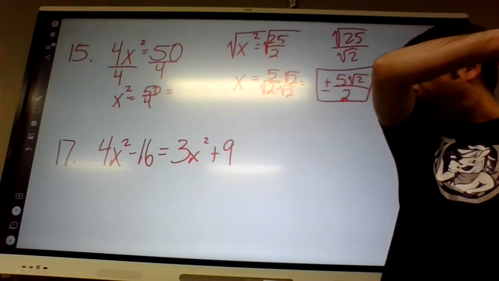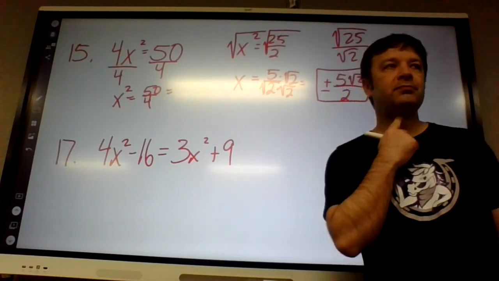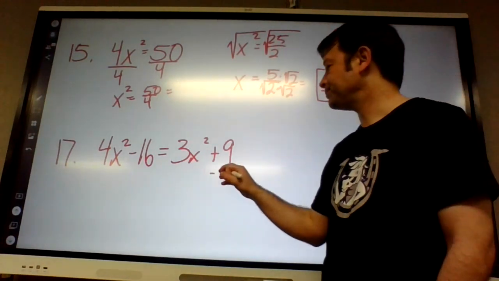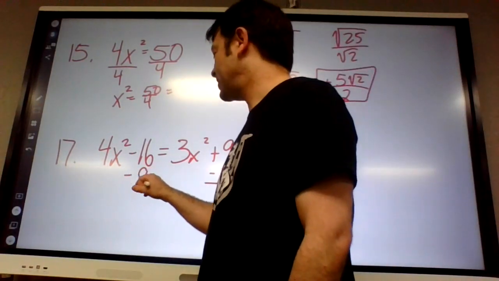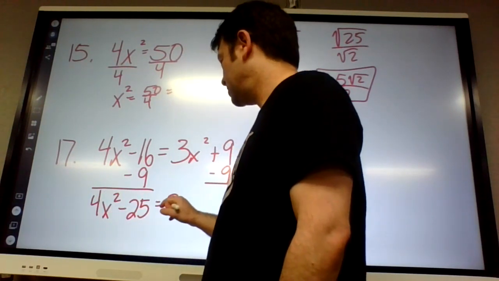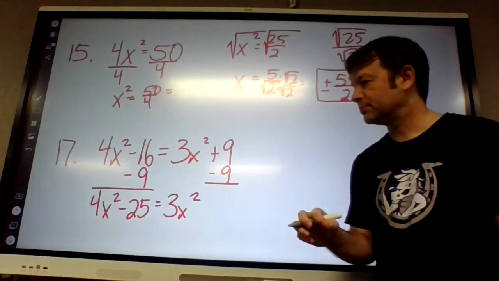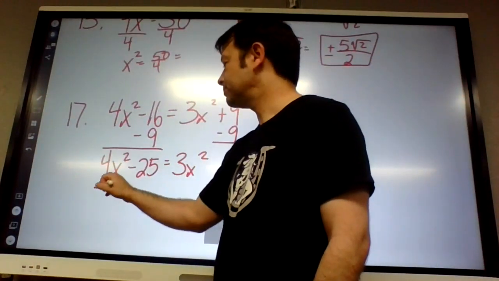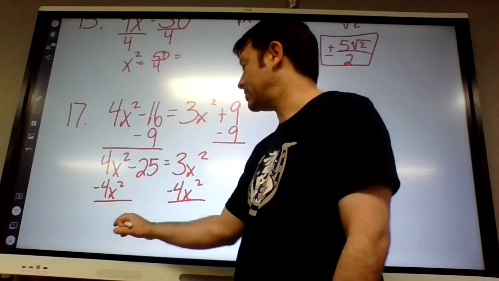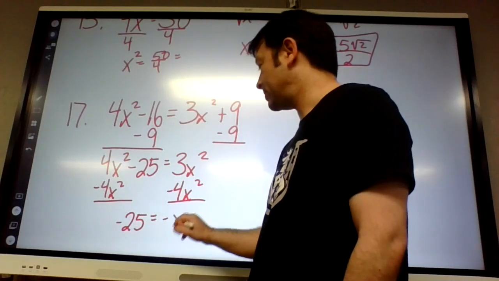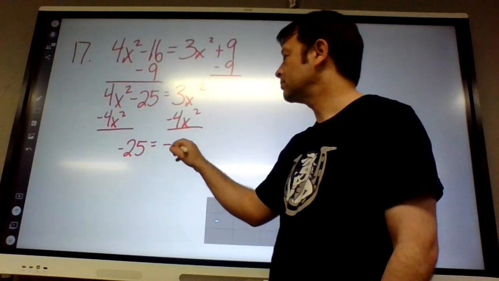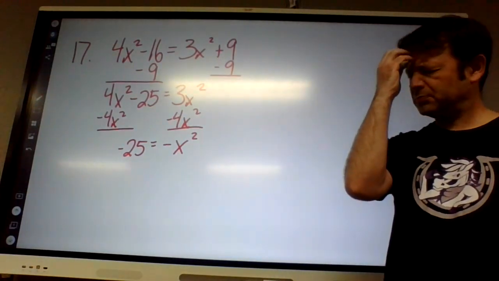Carolyn, what do you think we should do first on 17? Subtract 9 from the right side to 16. Subtract 9, you mean? Okay, subtract 9. Now what? Subtract 4x squared. Remember when we had x's on both sides, we just subtracted them off one side. So you can do the same thing with x. What's 3x squared minus 4x squared? Negative x squared.